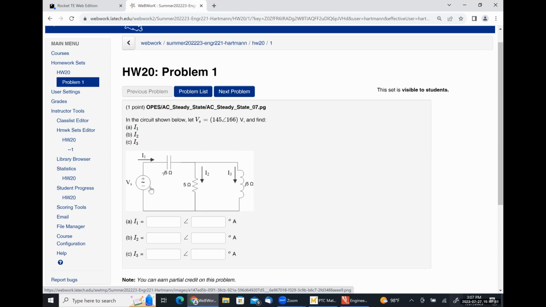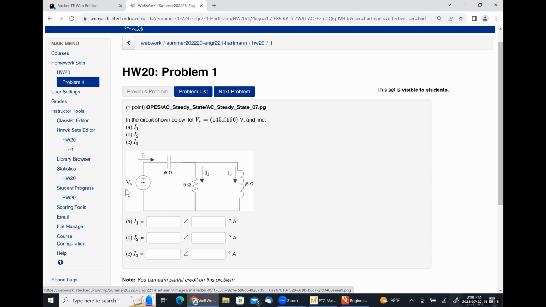We could do a source transformation on this practical voltage source here on the left, giving us a current source in parallel with minus J5, in parallel with 5, in parallel with plus J5. Use current division to find out how much is flowing through the 5 ohm resistor. Use current division to find out how much is flowing through the J5 ohm resistor. Add those two currents together to get I1.